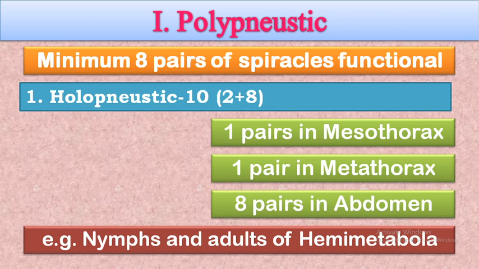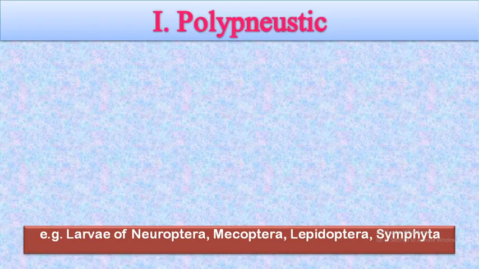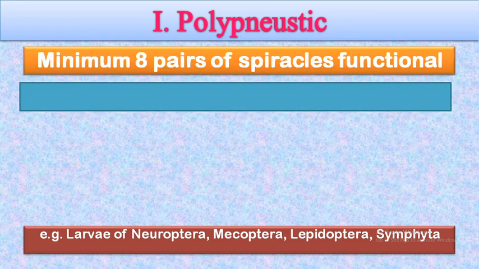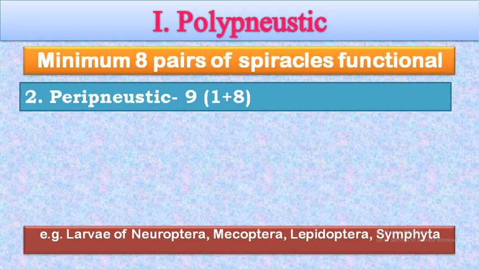Then the second one in this polyneustic is perineustic. Here how many can you see? Holoneustic is having 10. Now this is perineustic, having 9. And here what happens? In the thoracic segment, it will have only one pair functional, and in the abdominal, all pairs of spiracles are functional.